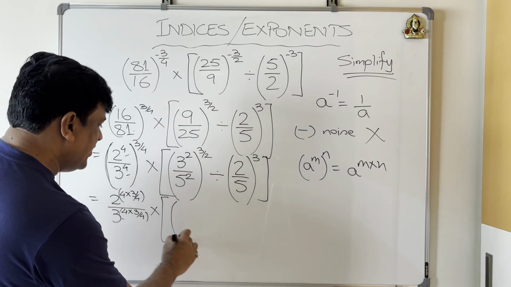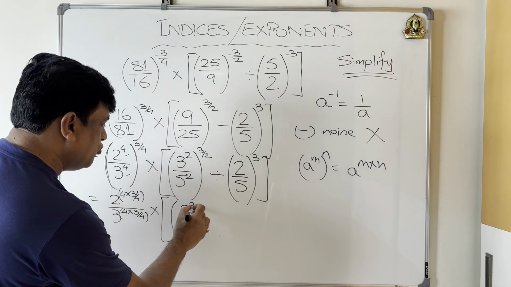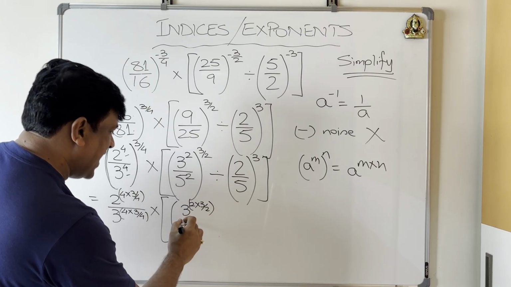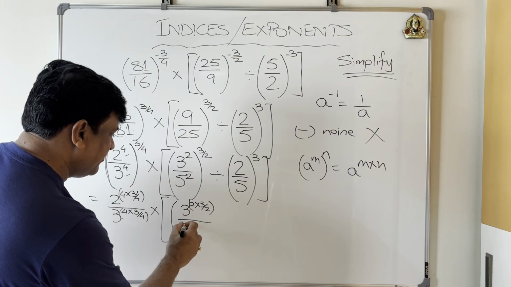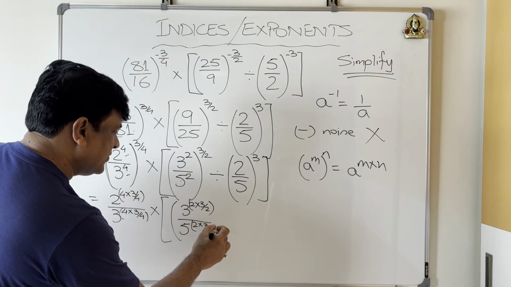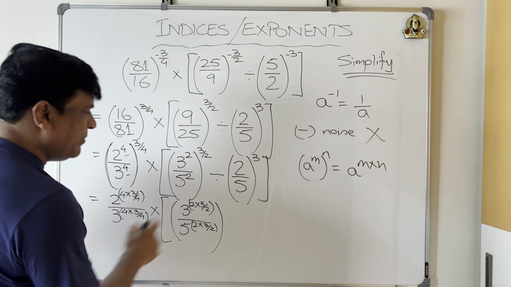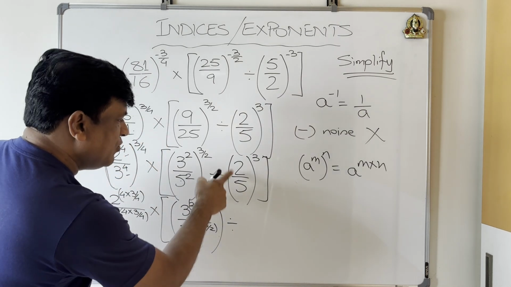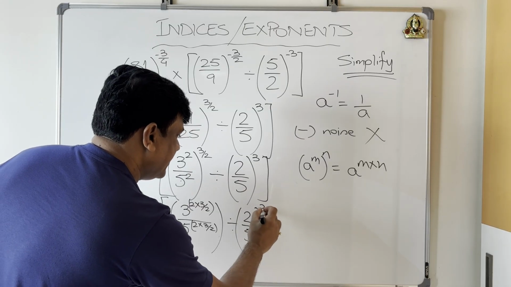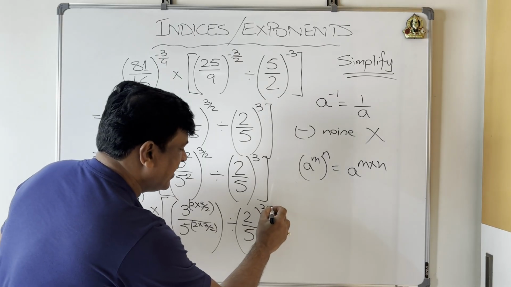Similarly, what can I do over here? I can write this 3 to the power 2 into 3 by 2, right? And in the denominator, it becomes 5 to the power 2 into 3 by 2. Okay, close the bigger bracket. Then you come here, you have what? 2 by 5 whole to the power 3, right? And close the bigger bracket.